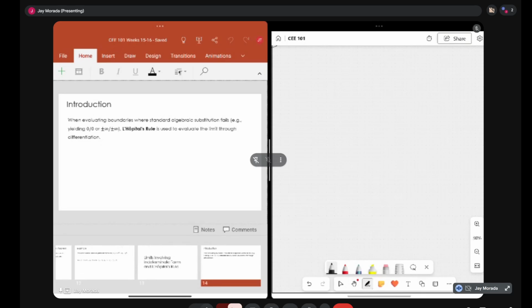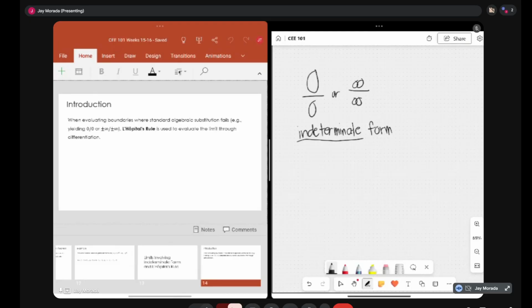So when evaluating limits, standard substitution may fail, leaving us with 0 over 0 or infinity over infinity. Those are what we call the indeterminate forms. Let's distinguish: indeterminate is not the same as undefined. Undefined, you can't do anything about it. But with indeterminate forms, you can still perform analysis, still do something.